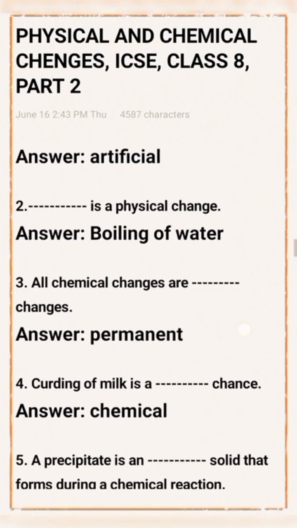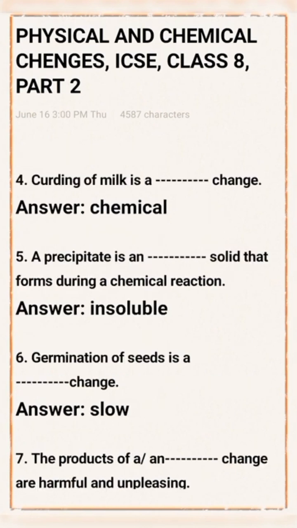Okay. Next question number 3. All chemical changes are dash changes. That is permanent change. Okay. That is the right word. That is answer permanent. Next question number 4. Curdling of milk is a dash change. Answer: chemical. That is chemical change.